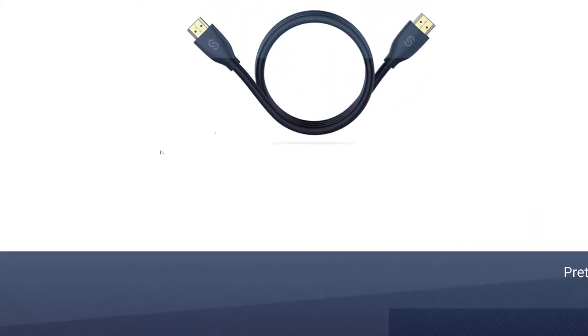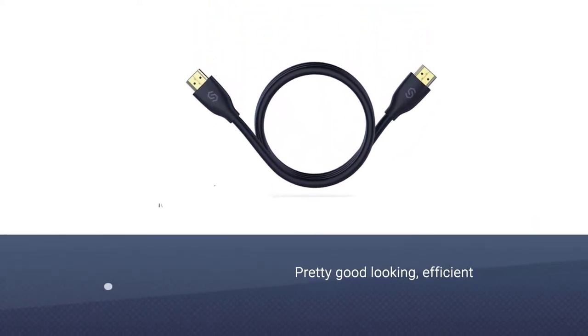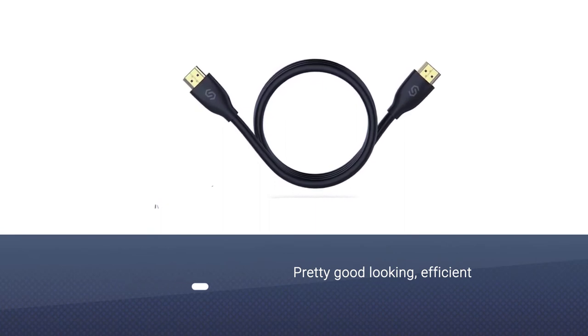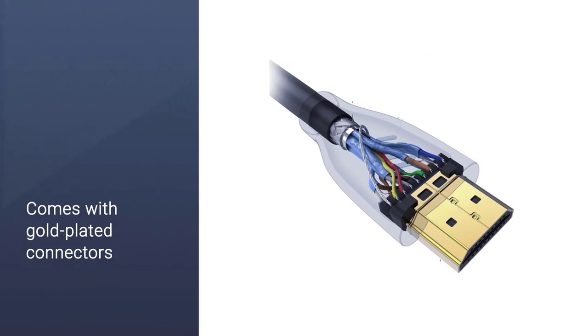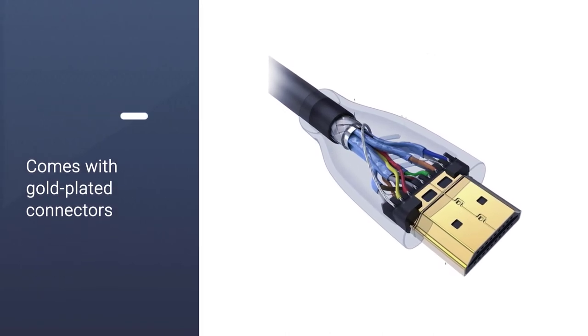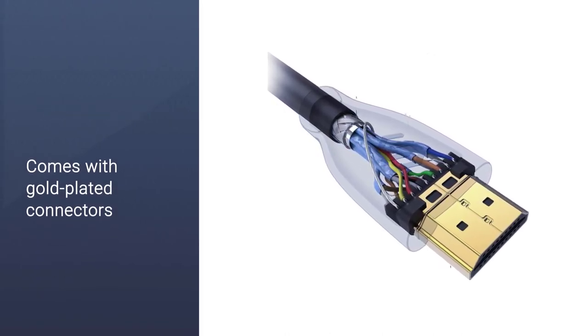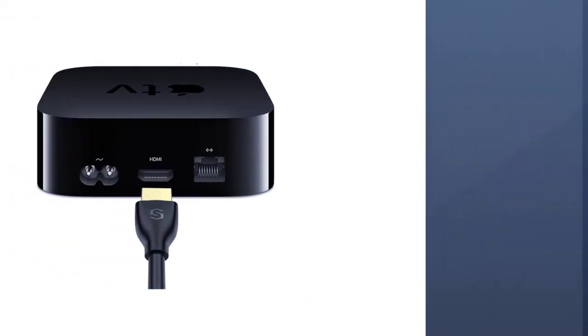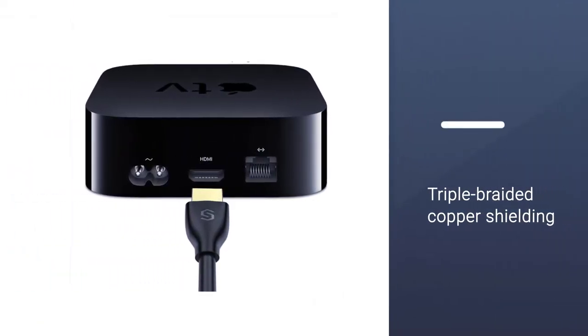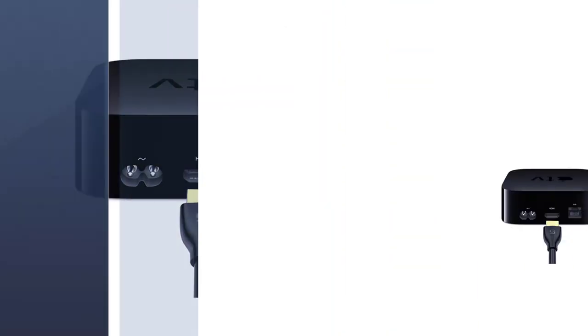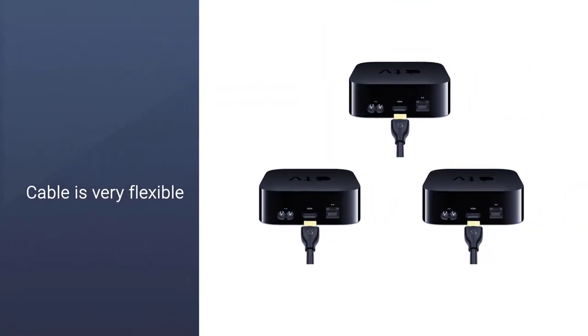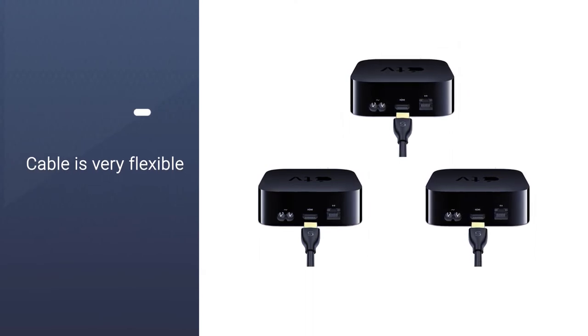For optimal connectivity, lightning-fast transmissions, high compatibility, and minimal interference, accept no substitutes. Syncwire HDMI cables are pretty good looking, efficient, and come with gold-plated connectors and triple-braided copper shielding to block interference. The cable is very flexible, well-built and is compatible with all your HD and UHD products including Blu-ray, Xbox One, 3D, 4K cable TV and more.